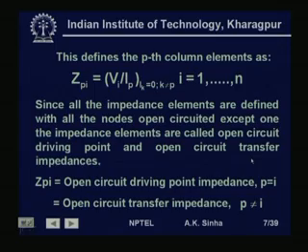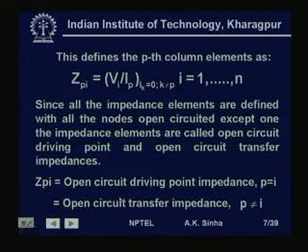That is, ZPP is basically what we call the driving point impedance for bus P, and ZPI for P not equal to I is called the transfer impedance, open circuit transfer impedance between buses P and I. Okay. So, this is how we can do it.